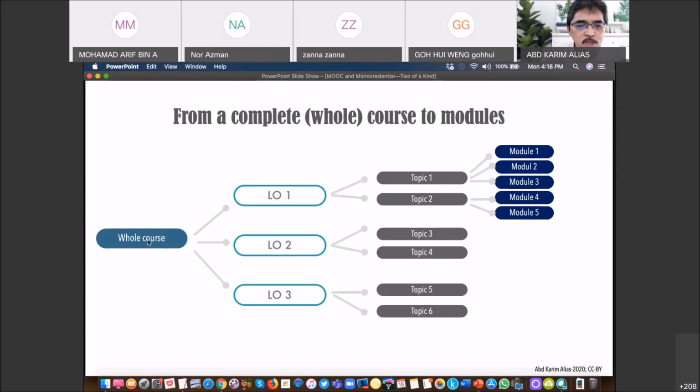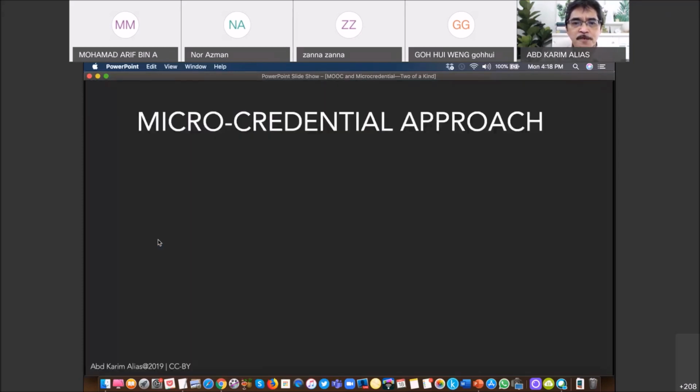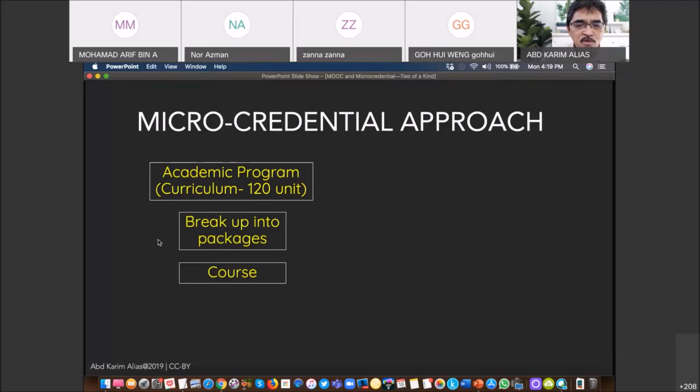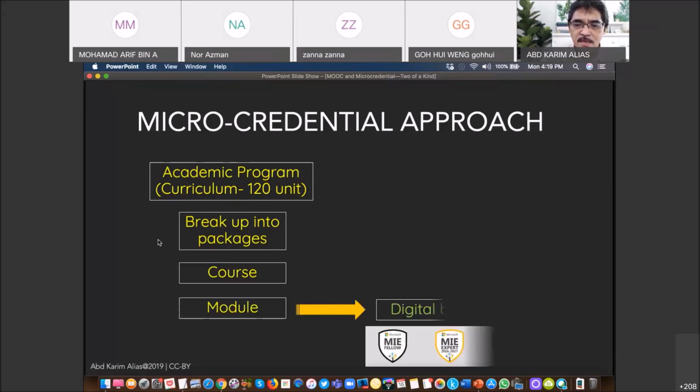And if there are 40 courses in the program structured in a similar way, if they complete the whole course, they can get a degree. That's how the future is going. So in a micro-credential program, if you have an academic program of 120 units, you break it up into packages, just like a minor package. Then you go to the course level, you break it up into modules. Then the student will get a digital badge.